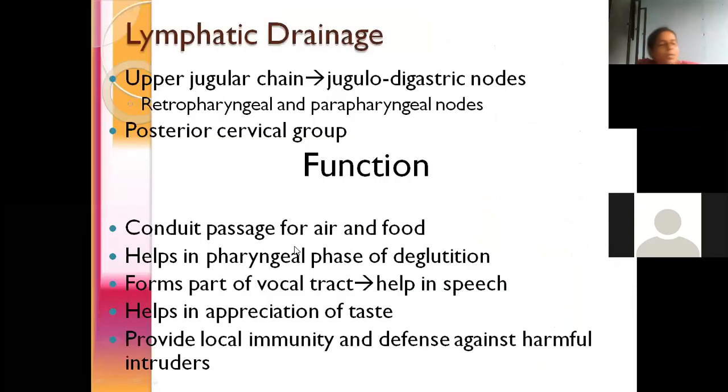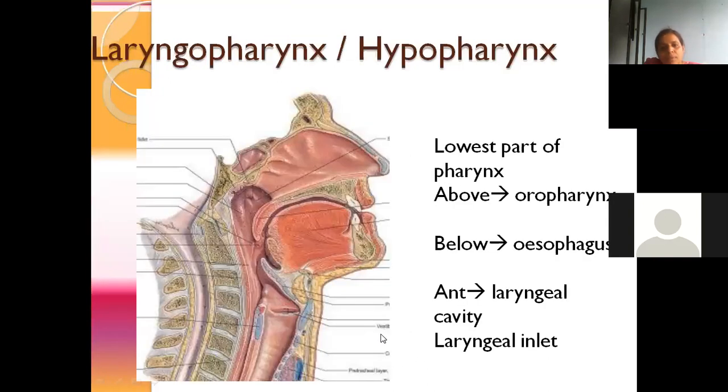Now coming to the oropharynx lymphatic drainage, it goes to the upper jugular chain and then from there to jugulodigastric lymph nodes, posterior cervical group. This area, oropharynx, is a passage common for air and food, so it helps in the pharyngeal phase of deglutition. It also helps in speech because here we have the tongue also. It helps in appreciation of taste, and because we have Waldeyer's lymphatic ring here, it kills the microorganisms.